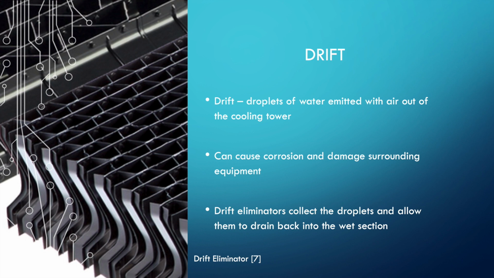So some of the other considerations I'm going to look into right now, starting with drift. Drift are aerosols, droplets of water that you don't want. You only want air coming out of the cooling tower, but sometimes you'll get droplets of water. It can cause erosion, corrosion, and can damage equipment around it. So this isn't good, so you want to prevent it. The main way to do this is a drift eliminator, and I have a picture here. It's a cellular drift eliminator, and what they do is they collect those droplets and then they drain back into the wet section.